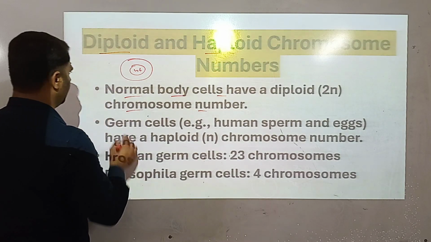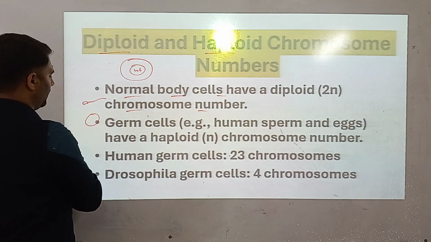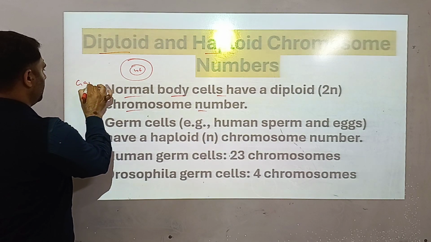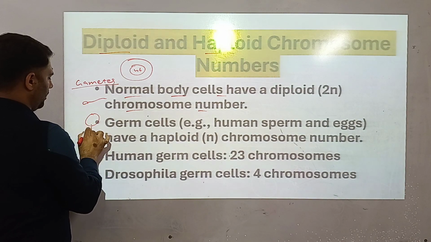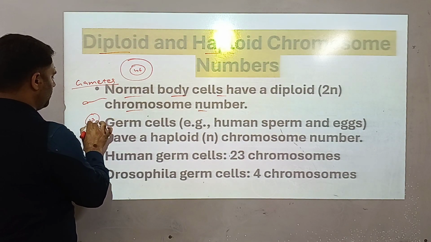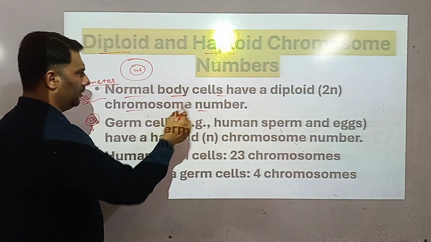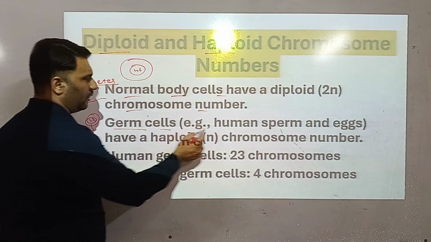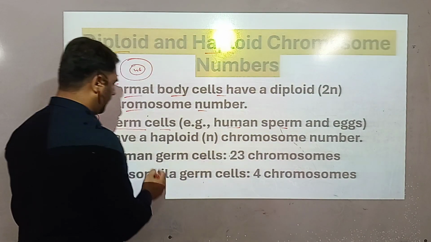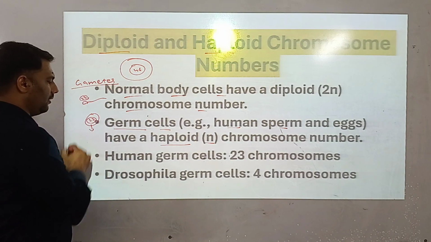When we discuss gametes, for example sperm or egg, gametes are cells which contain only the haploid number of chromosomes, 23 and 23. So the normal body cell has the diploid number of chromosomes, but the germ cells, for example human sperm and egg, have the haploid number, n, which is half.